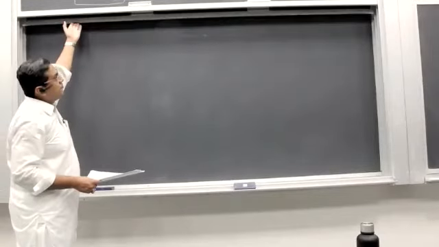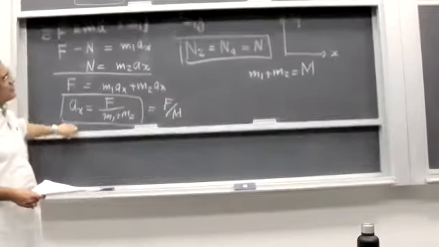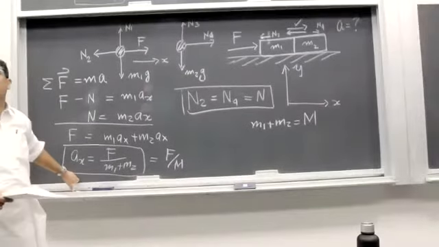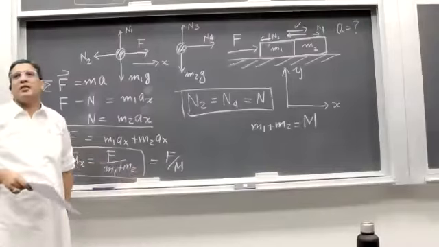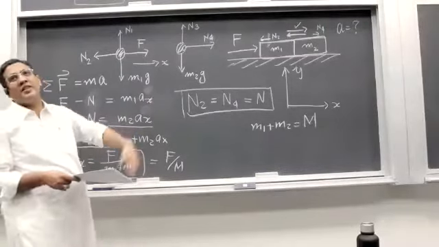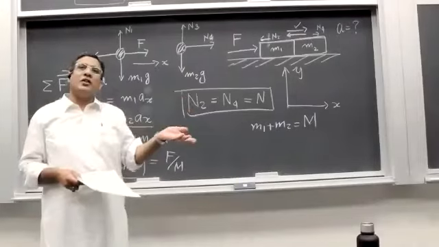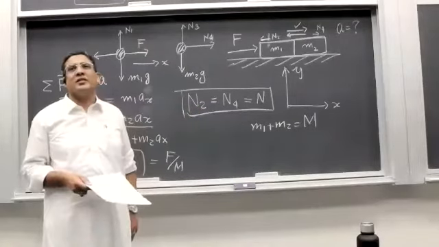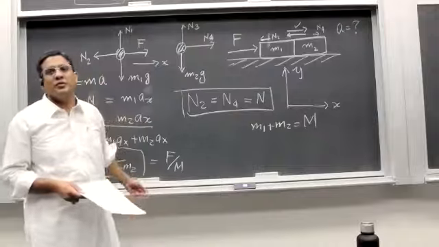Sir, why do they have the same acceleration? They don't have to. It's just something we assume, that they are moving together. If two objects are moving together, they would have the same acceleration. If you are in an elevator and the elevator is accelerating, your acceleration is the same as the elevator. But they don't have to be always. Okay, sir, got it.